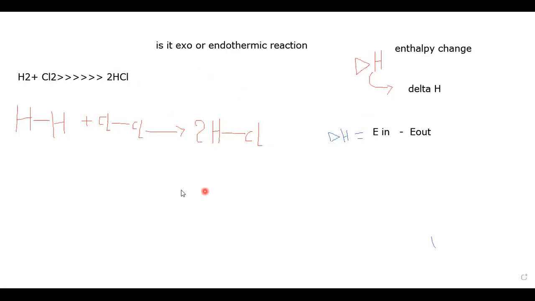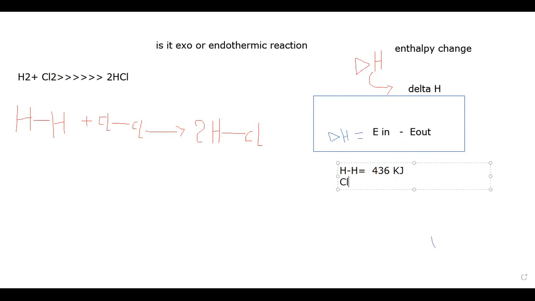So how can you find if this reaction is exo or endo? From this rule. This is the golden rule you must put in your mind. Delta H equals energy in minus energy out. What is energy in? It is the energy of the reactant. What is energy out? It is the energy of the product. Actually, the examiner will give you the value. H bond H is 436 kilojoule. Cl bond Cl is 242 kilojoule. It's very easy.